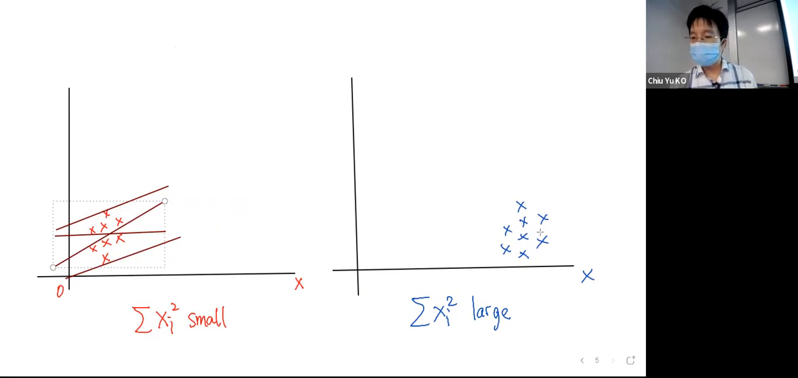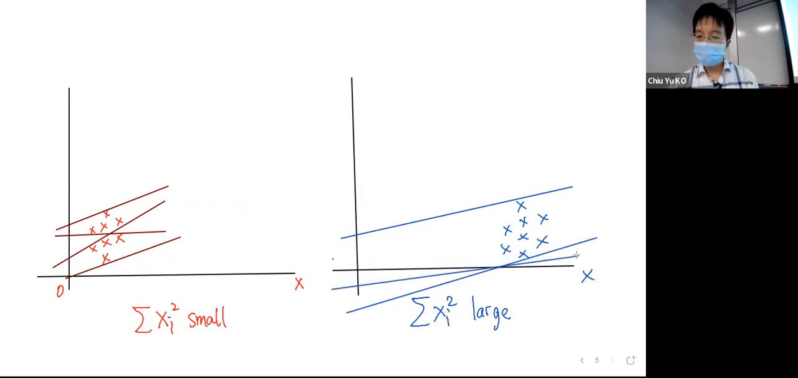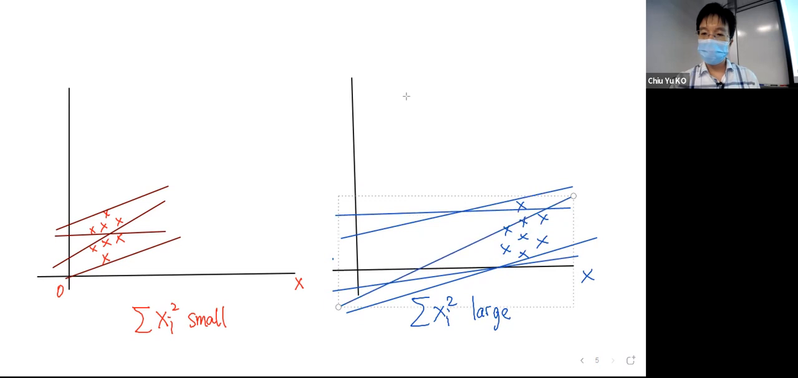But if you try to look at the blue one, what do you get? You may get this one, you may get this one, okay? But you may also get this one, you may also get this one, depends, right? And you can see this is much larger than this guy, okay?